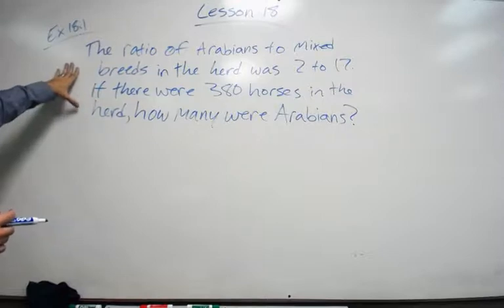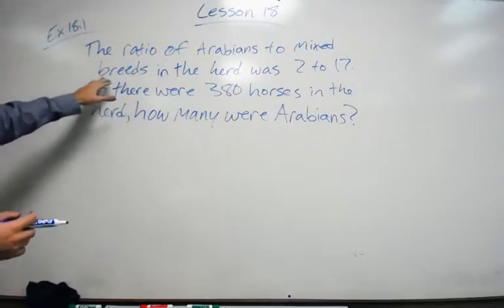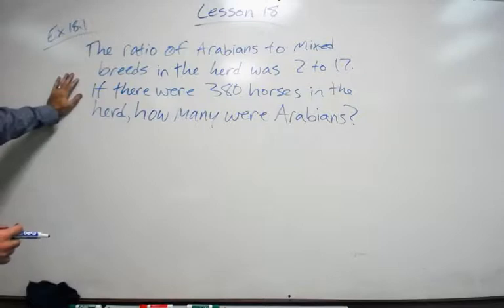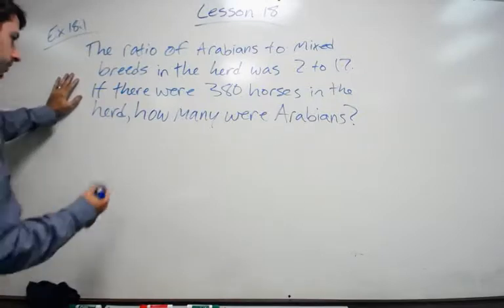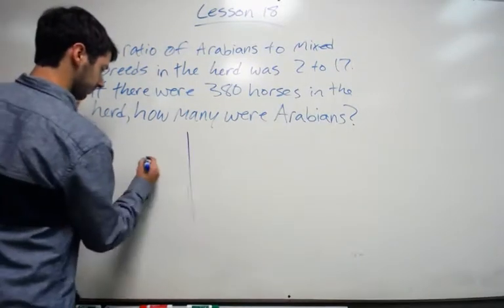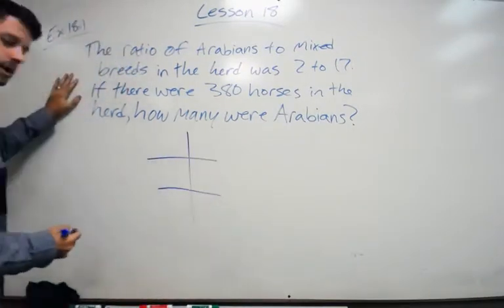The ratio of Arabians to mixed breeds in the herd was 2 to 17. There's 380 horses in the herd. How many were Arabians? So I'm going to just go ahead and set up in a ratio box.